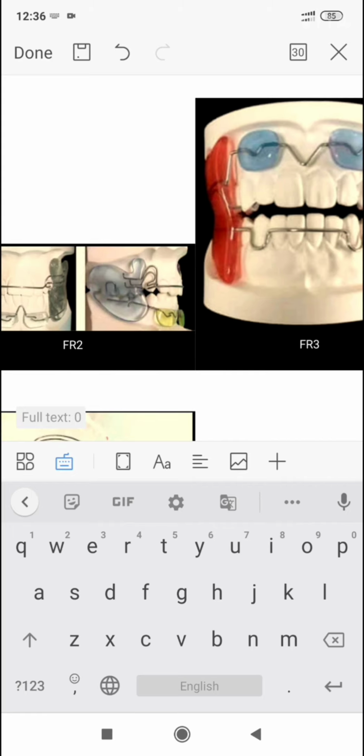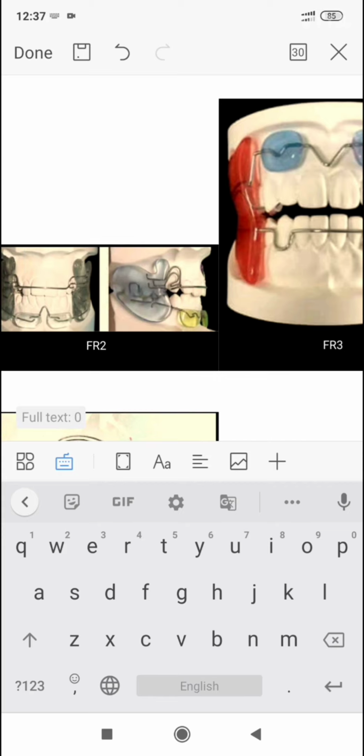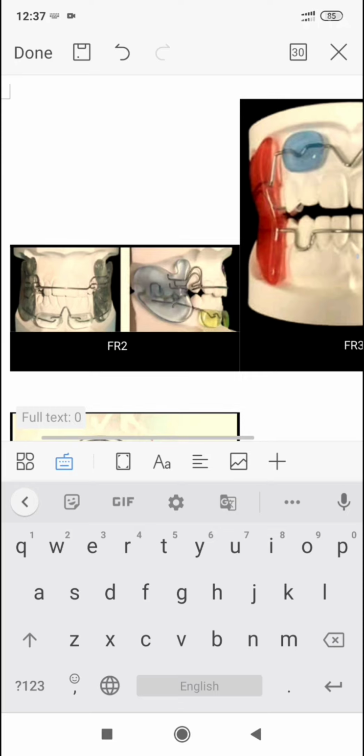It is of 5 types actually: FR1, FR2, FR3, FR4 and FR5. FR1 is again divided into 3 types. FR1A is used for class 1 malocclusion with minor crowding and deep bite. FR1B is used for class 2 div 1 with overjet less than 5 mm. FR1C is used in class 2 div 1 malocclusion with overjet less than 7 mm.